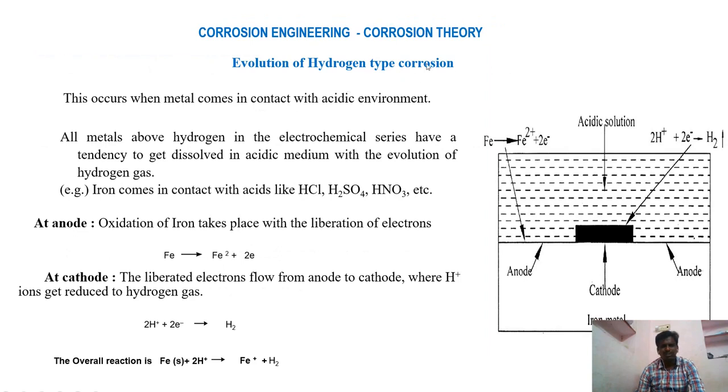So first one is the evolution of hydrogen type corrosion. Here iron is converted into ferrous by releasing 2 electrons. This is called the anode. After that, these 2 electrons are consumed by H plus ions from the electrolyte, and hydrogen gas is evolved. This is called the cathode. So the electrons are continuously flowing from this anode to cathode, and all the iron is converted into iron oxides.